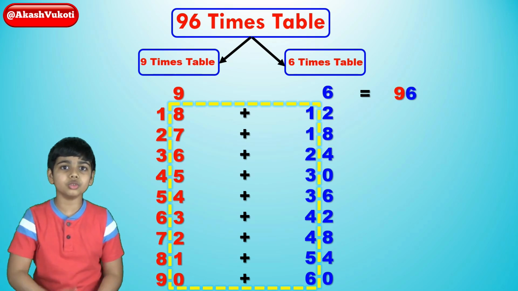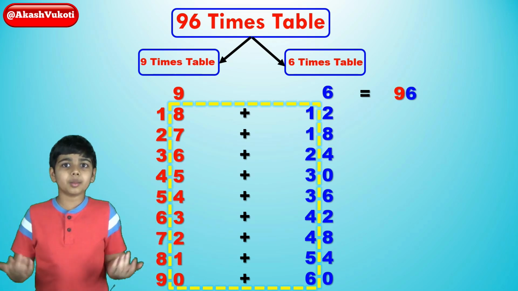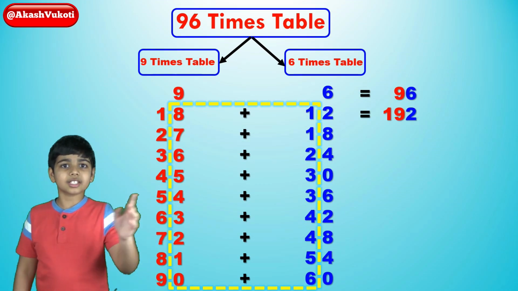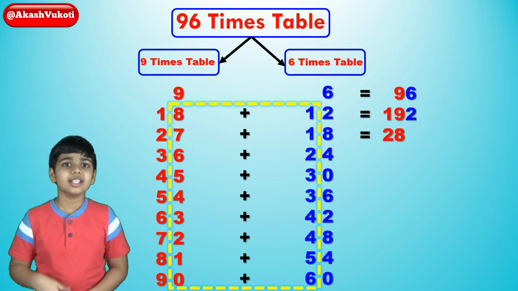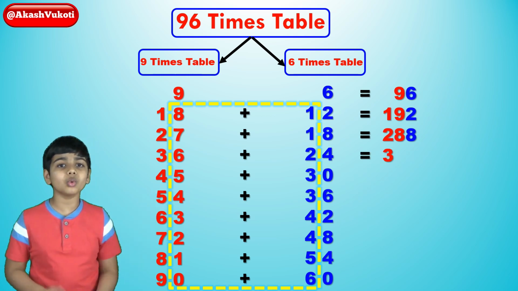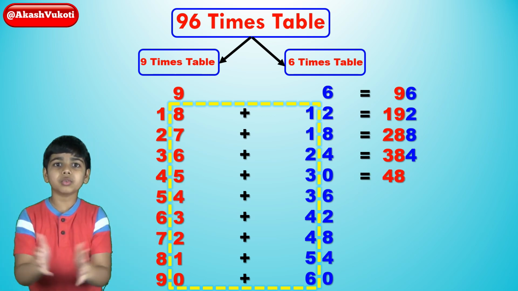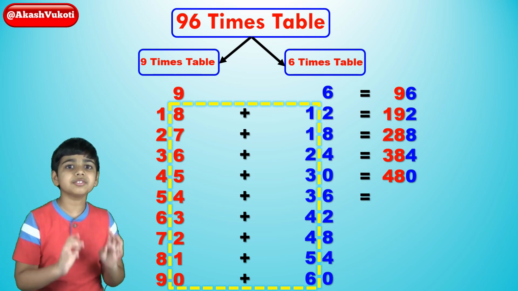96 times 2 is 18, 12, so what's the 18 plus 1? That becomes 19, so we get 192. Then 96 times 3 is 27, 18 becomes 288. 96 times 4, 36, 24, 384. 96 times 5 becomes 45, 30, 480.